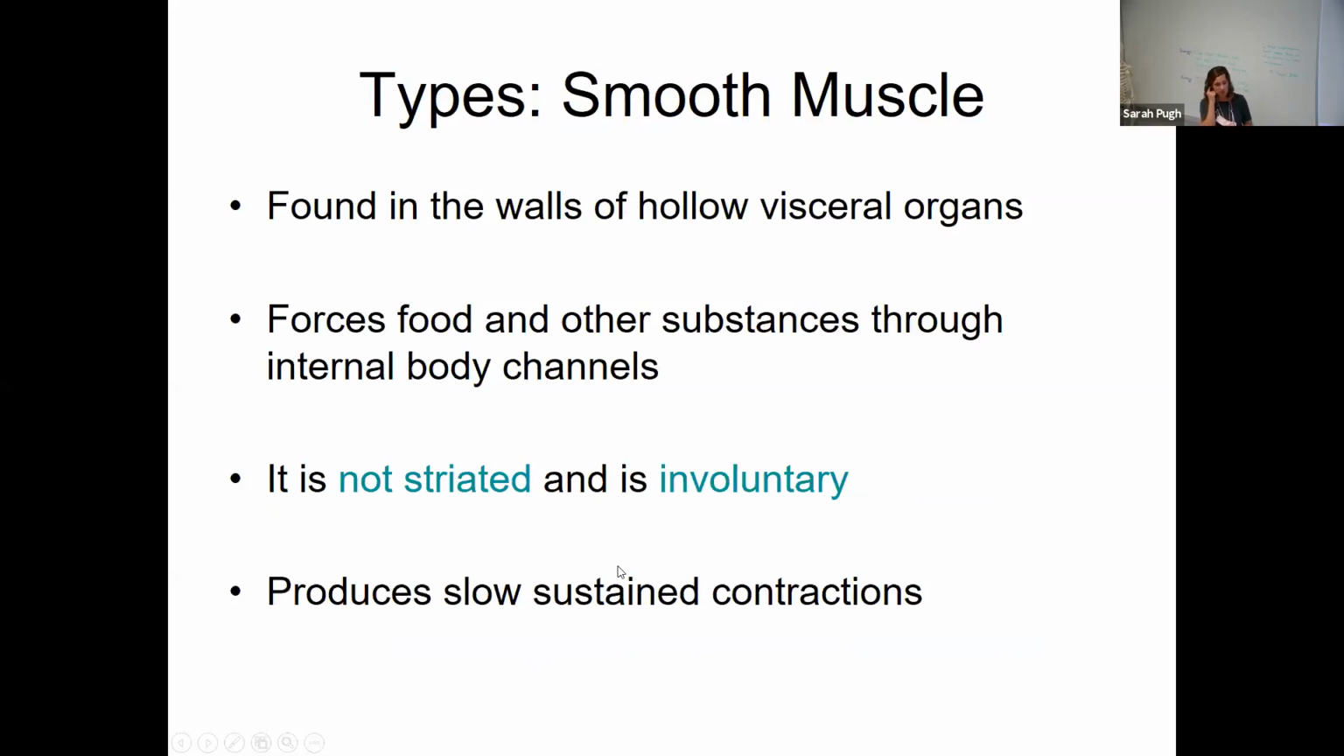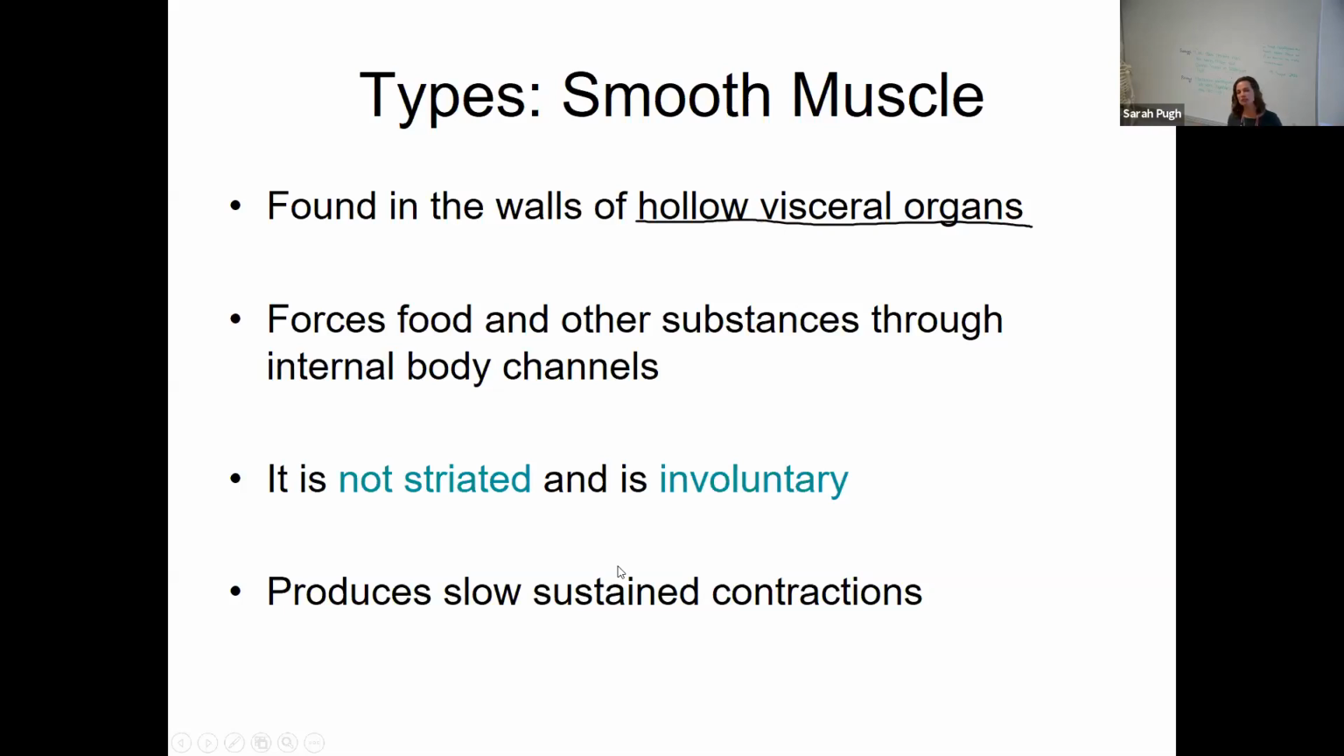Now, smooth muscle, this is the type that we find in our hollow visceral organs. Now, I've used that term before in chapter 1. Remember, your viscera are your organs. Okay, so I told you when we went through and we talked about our serous membranes. Remember, we have a parietal serosa and a visceral serosa. That term visceral just means organ, right? So your hollow visceral organs, that is what your smooth muscle is going to be found inside.